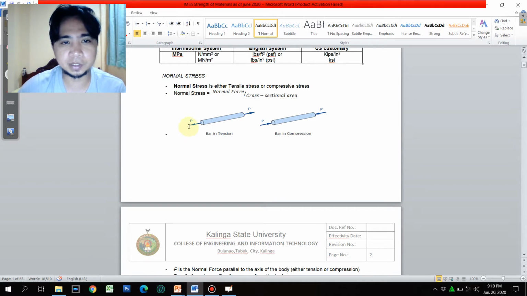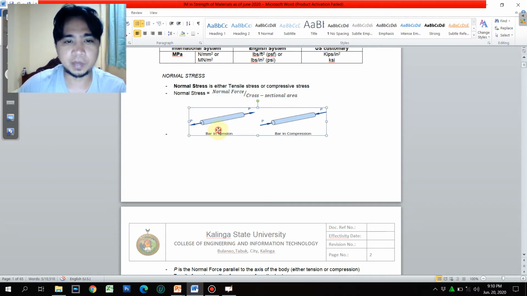We have here the normal stress. The normal stress is also called axial stress. It could either be tensile stress or compressive stress. We had actually learned this when we have a bar in tension, the force is directed away from the member, and when we have a bar in compression, the force is directed towards the member. So just the same, sigma is equal to P over A, the normal force over the cross-sectional area.